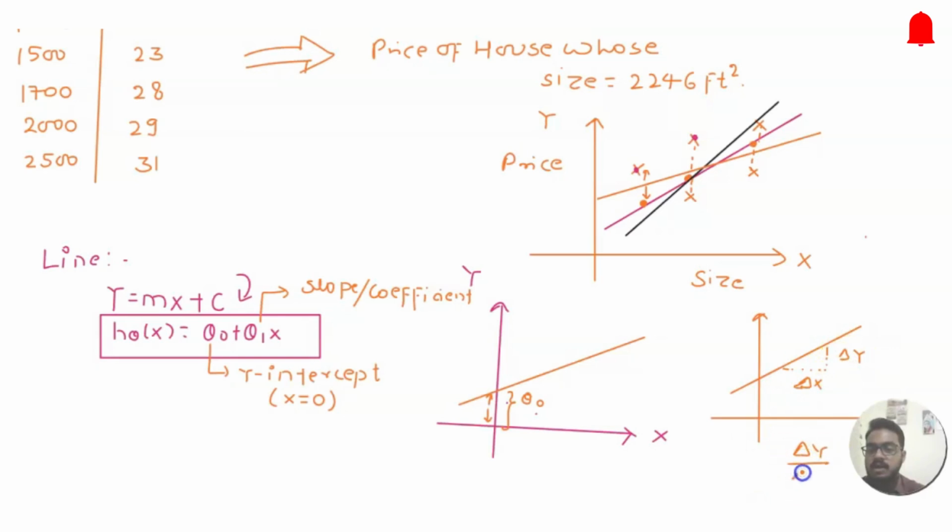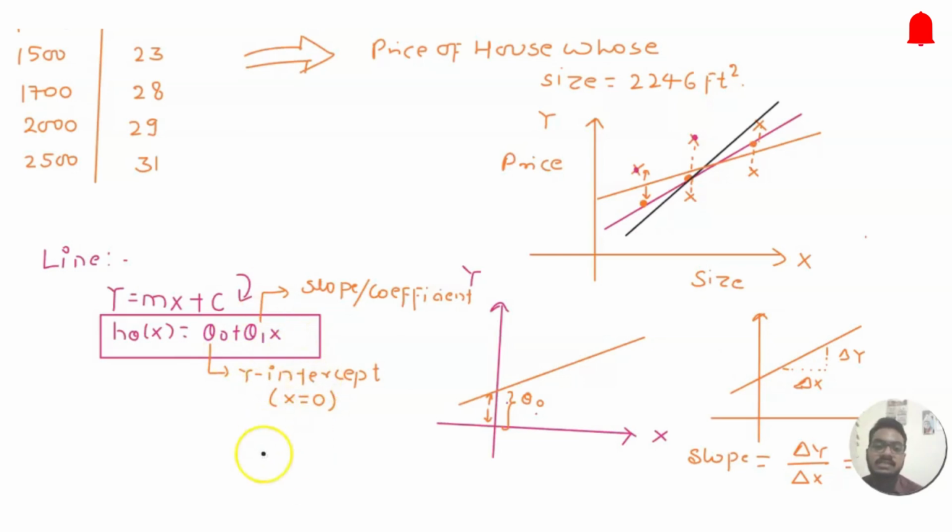Change in y as we are changing x is nothing but our slope. In this case, that is represented by theta 1. So slope helps us find out the change in y when we change x by a unit length. So these are the meanings of theta naught and theta 1.